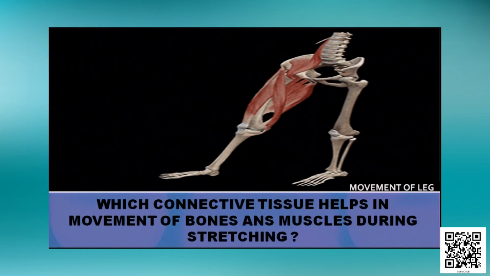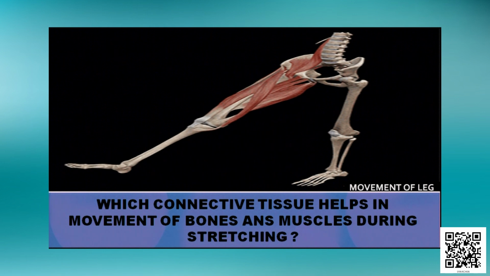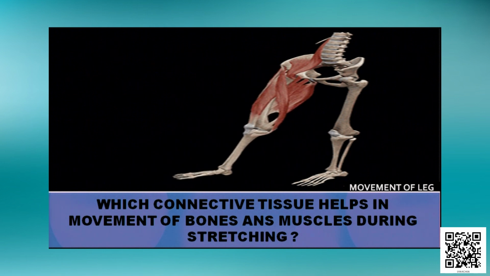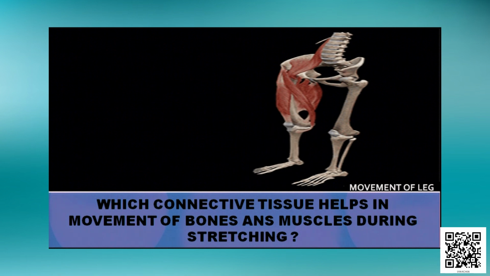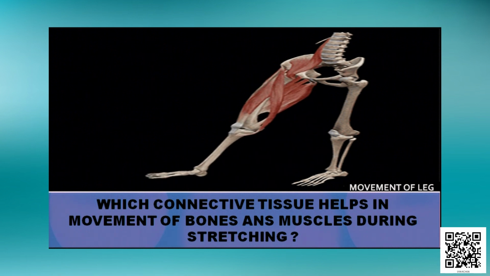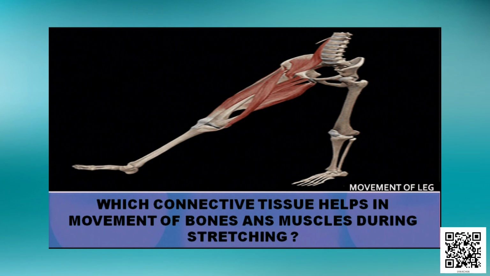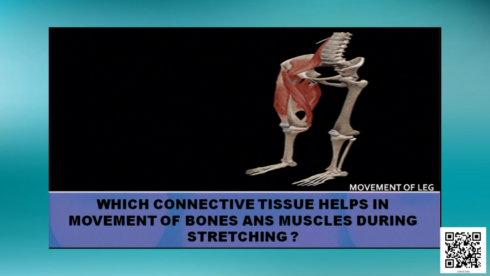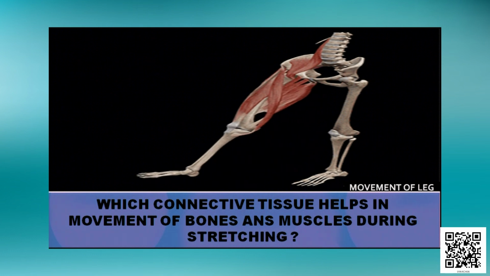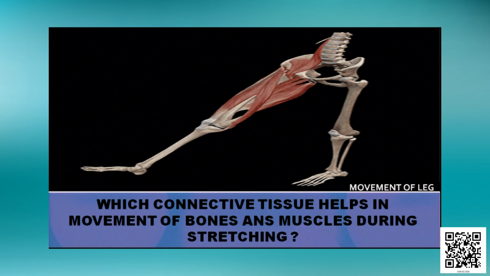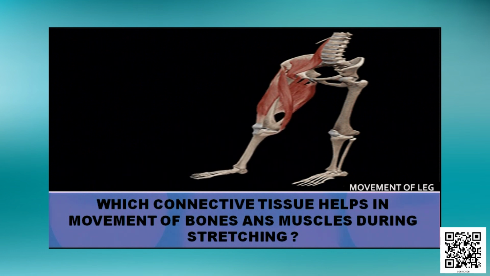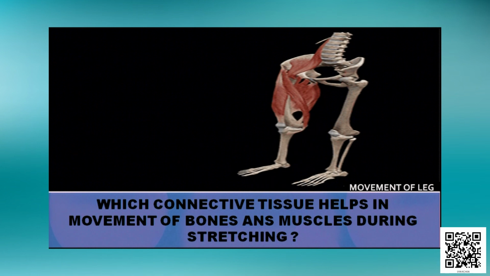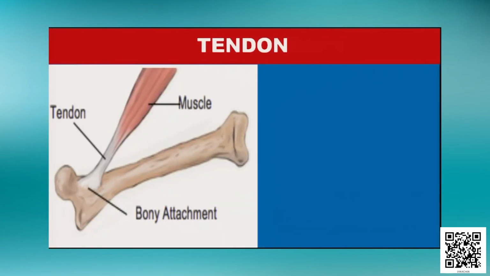Again, see the animation here. When we stretch our leg, observe the picture carefully. When we stretch our leg, definitely the bone moves and the muscle contracts and expands. But which connective tissue helps in movement of the bones and muscles during the stretching? Let us find out what is present in between that. It is none other than a type of connective tissue called tendon.